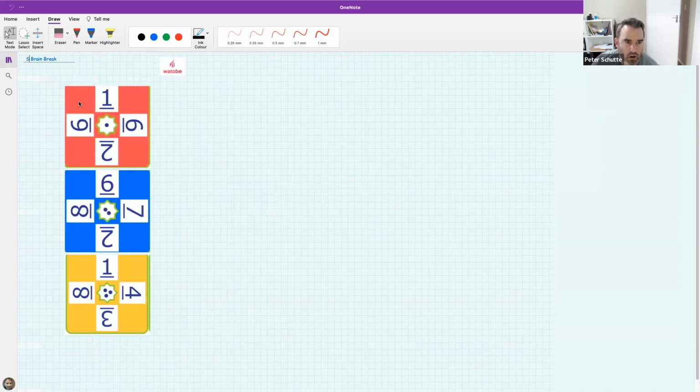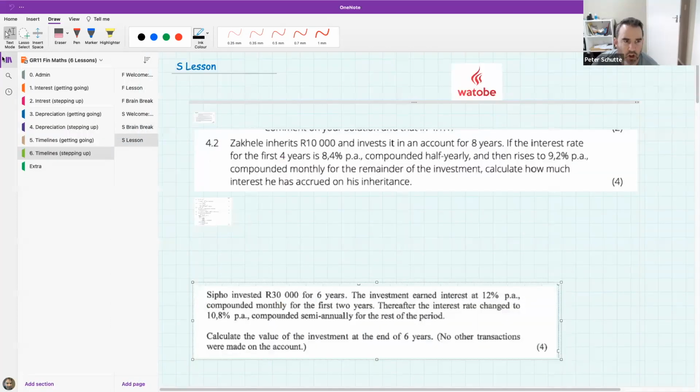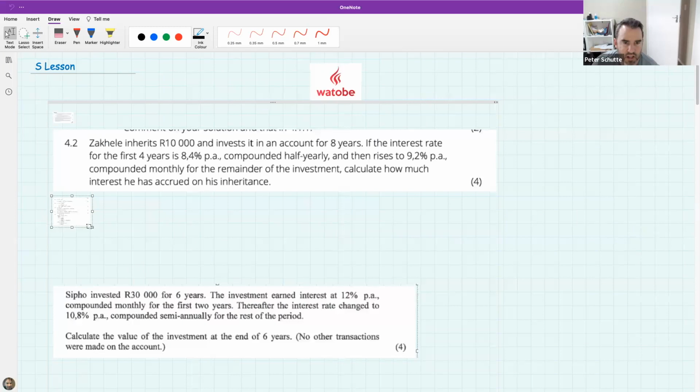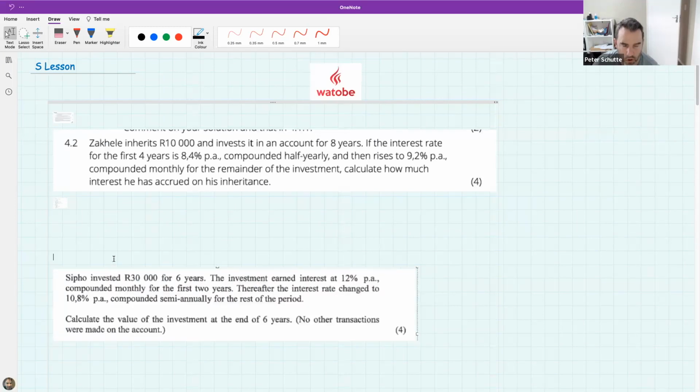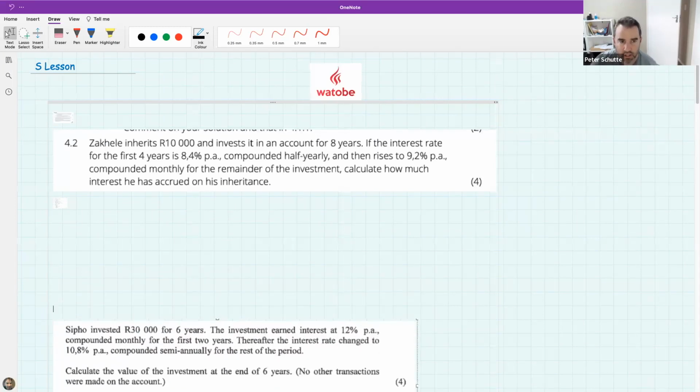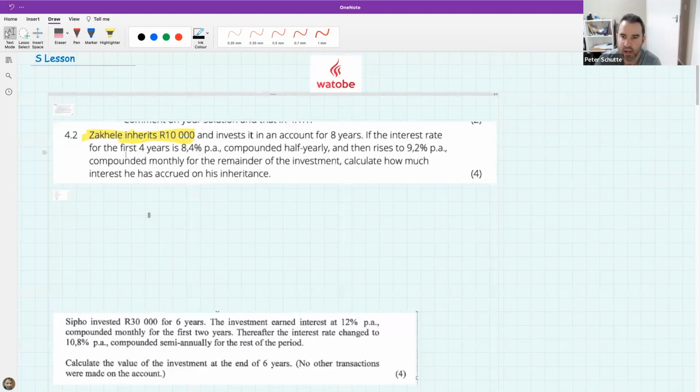So I want to start not with a brain break. I want to start with just a little revision question from last time. I want to see, based on the last lesson, can you... Zakele inherits, I don't think we did this question, Zakele inherits 10,000. Does this look familiar, guys and girls? Actually, I've forgotten if we did this question. Otherwise, I've got another one. Okay, cool. Then let's do this just as a warm-up question for today.